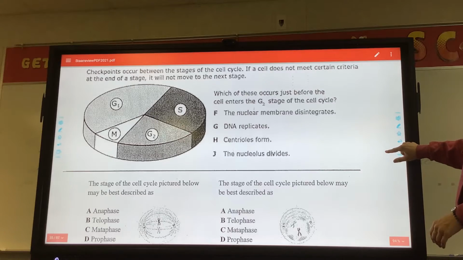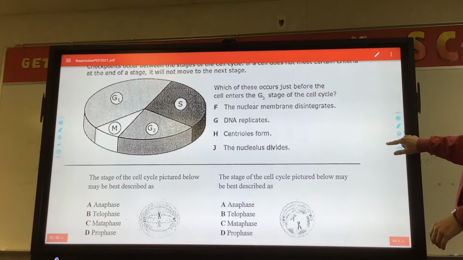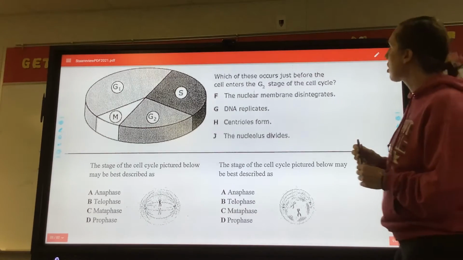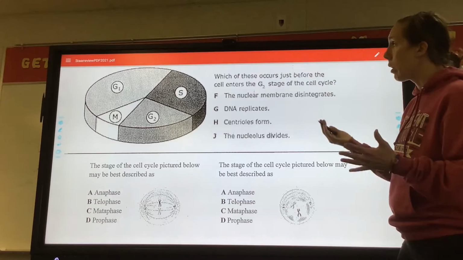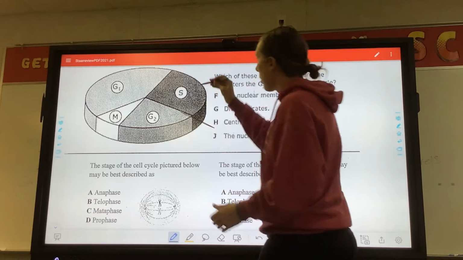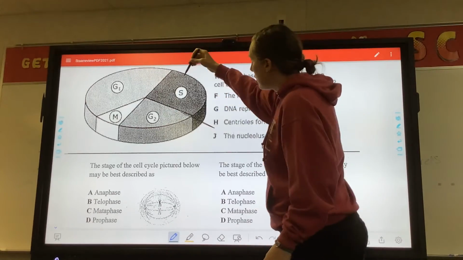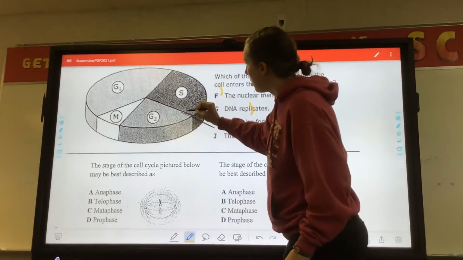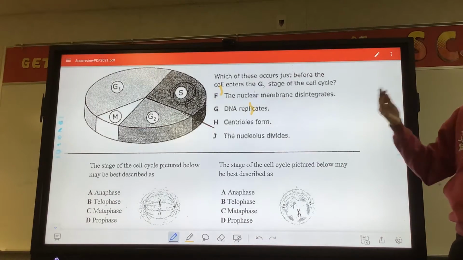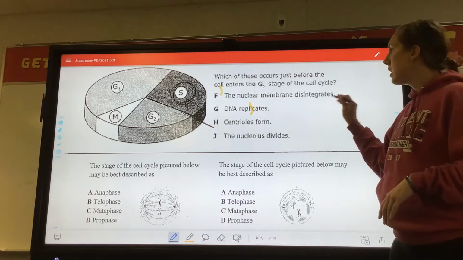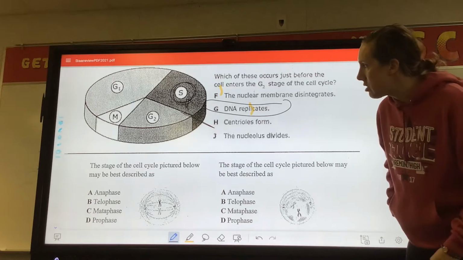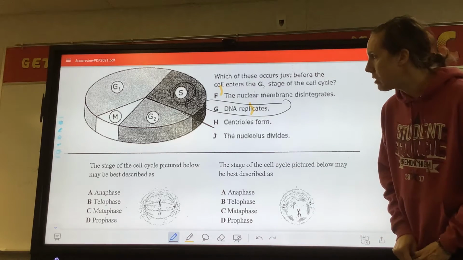Checkpoints occur between stages of the cell cycle. If a cell does not meet a certain criteria at the end of the stage, it will not move to the next stage. Which of these occurs just before the cell enters G2? So what I'm going to do is say, okay, before G2, what happens just before G2? Well, if this is G2, this happens before G2. What does S do? It's the replication of DNA.